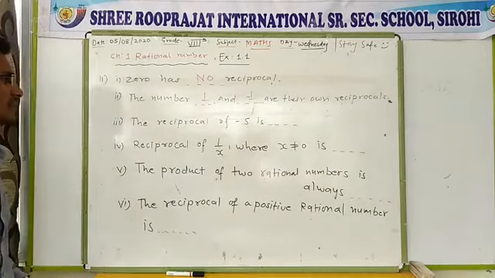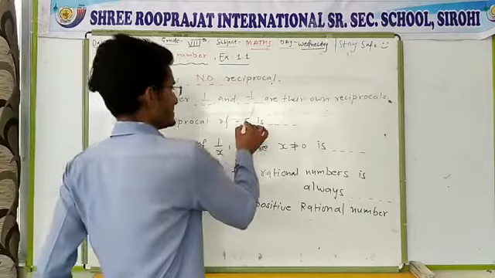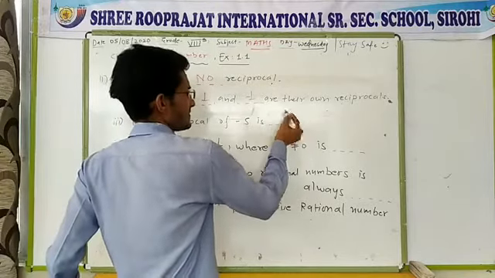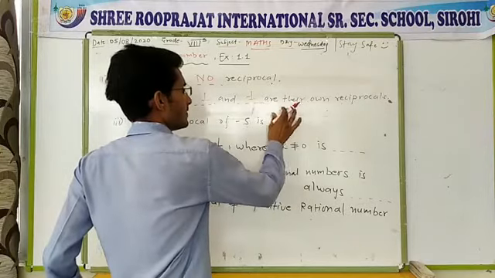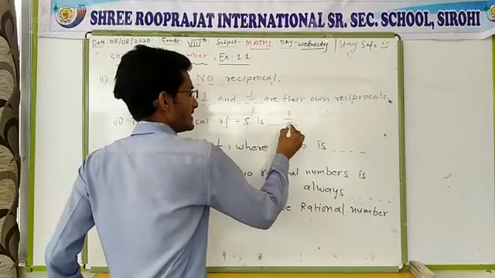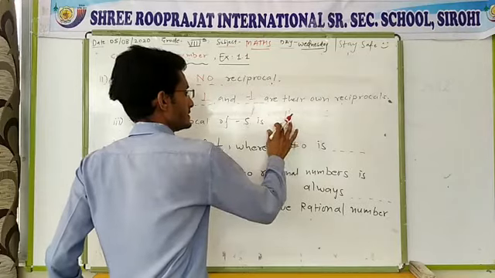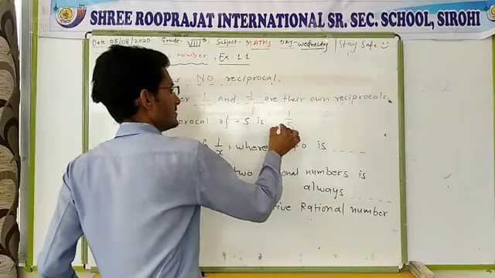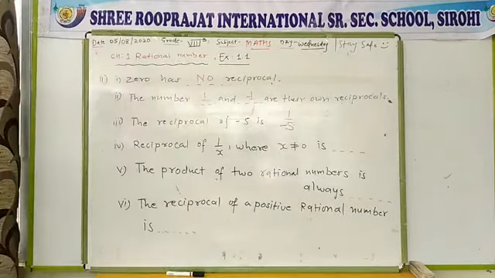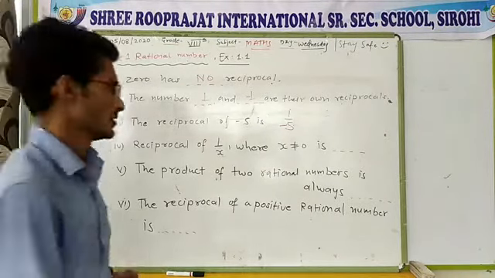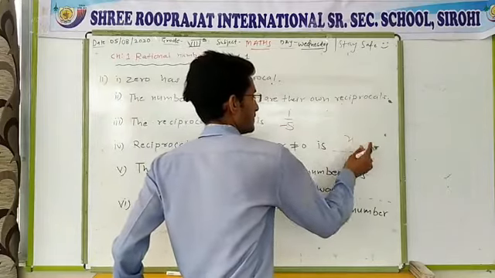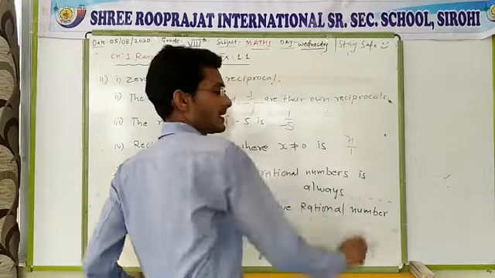The next one: the reciprocal of minus 5 is, you have to just interchange p and q. That means 1 by 5. If it is given negative, you have to just put the sign of negativity. That means it is minus 1 by 5. Next one: the reciprocal of 1 by x, where x is not equal to 0. Again, it will be x by 1, that means x.